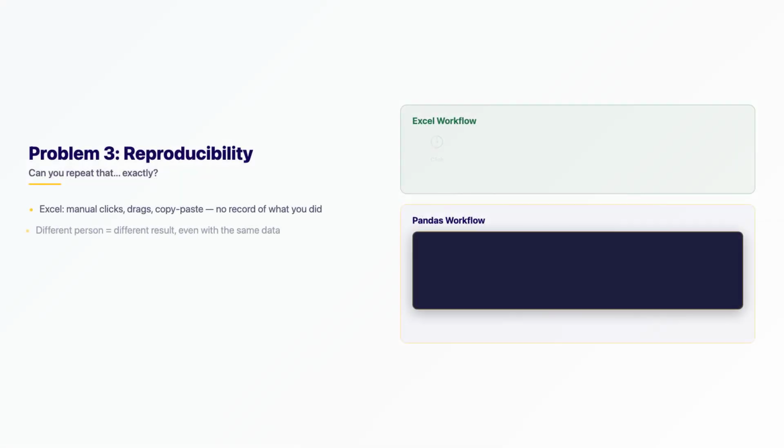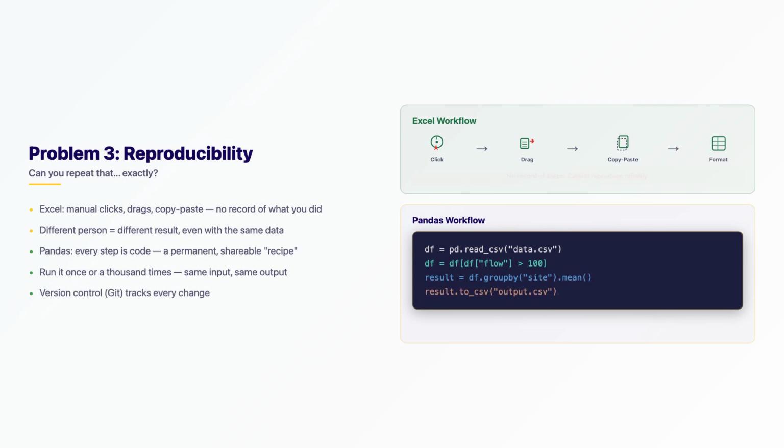Problem number 3, reproducibility and automation. Think about how you work in Excel. You click on a cell, type a formula, copy it down, maybe apply a filter, sort the data, create a pivot table. Every step is manual. Now imagine your manager asks you, how exactly did you get this result? Can you show me the steps? In Excel, that is very difficult.